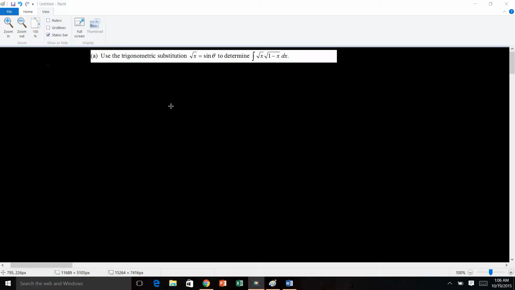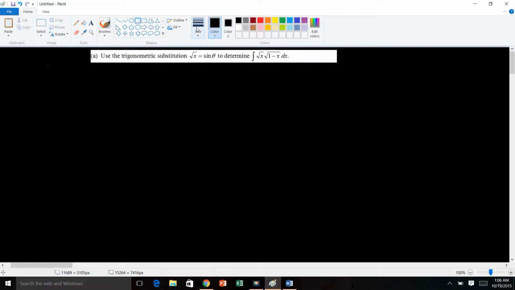Alright, so the problem was to use the trigonometric substitution, square root of x equals sine theta, to determine the integral of square root of x times the square root of 1 minus x dx. So we know it's a trig substitution, so the first thing I do is I draw my triangle here.